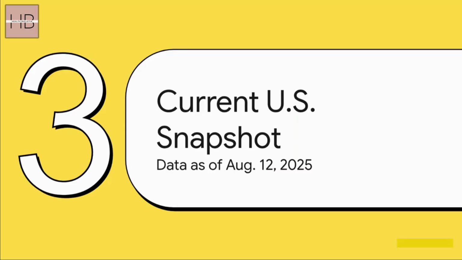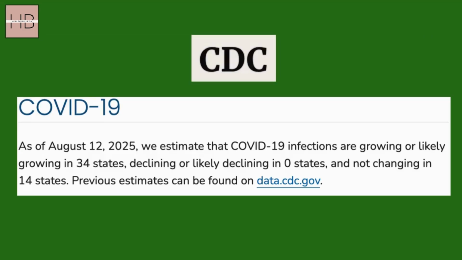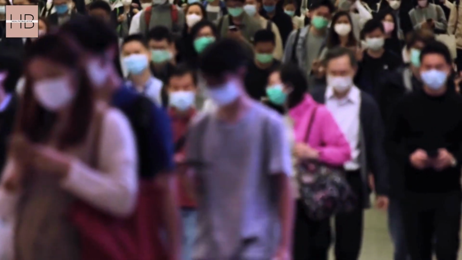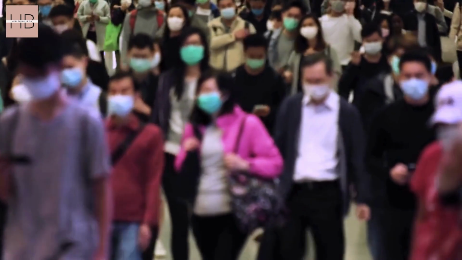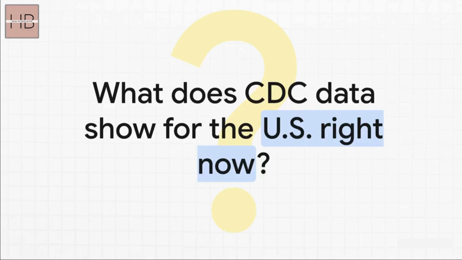All right, so now that we've got that critical piece of info down, let's get to the main event. What is the current snapshot for the entire United States? We're going to look at the very latest data published by the CDC. So, back to our original question, is COVID-19 growing or shrinking in the US at this very moment? Well, the data gives us a pretty clear and kind of sobering answer.